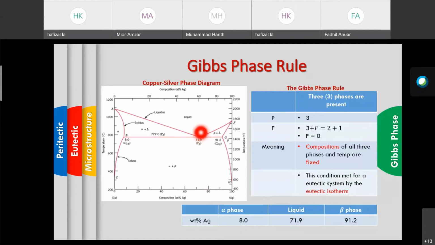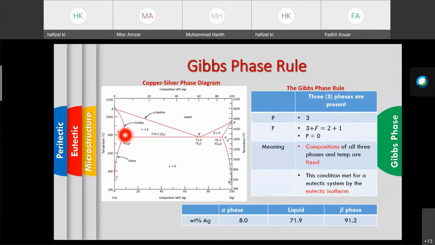the transformation takes place, whereby at a higher temperature, this is the liquid phase, and at this point there is a borderline of liquid and solid. So this is what we call the eutectic transformation. We call it the eutectic point or eutectic temperature, at 779 degrees Celsius.